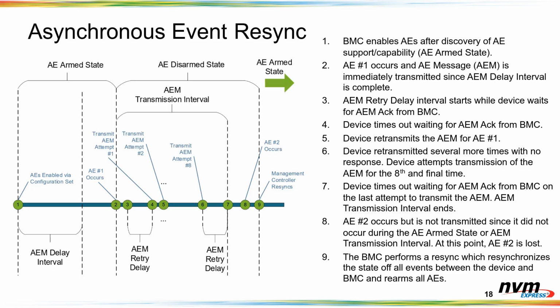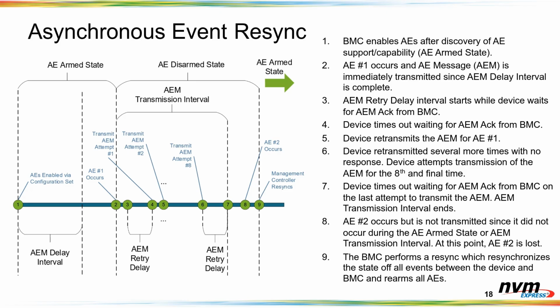So in this example, things start out the same as the prior example, but asynchronous event number 1 occurs after the AEM delay interval at step 2. And so the AEM for that is just sent immediately at step 3. Now, in this example, the device never gets the AEM ACK from the BMC, and so it retries until it exhausts the retry attempts. Per spec, the device is required to attempt 8 transmissions before finally giving up, which it does at step 7 there.